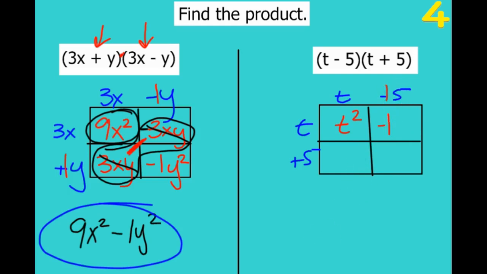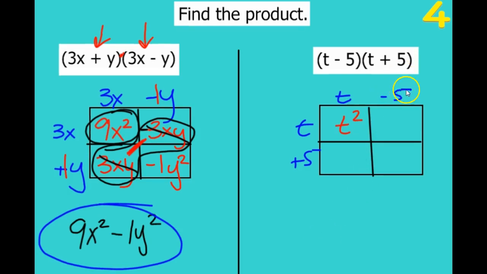T times negative 5, that's really negative 1, so we have negative 1, not negative 1. I am losing my mind. For some reason I thought this was the letter. It's a 5. Negative 5 times t is just negative 5t, because that's really a 1t. 5 times t is just 5t, just put them together, because it's really a 1t. And then 5 times negative 5 is negative 25.